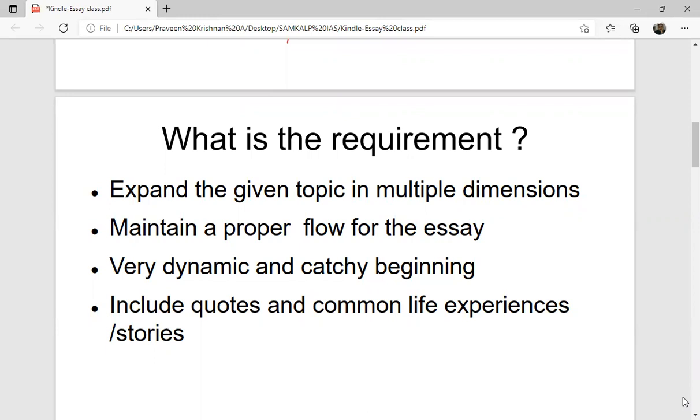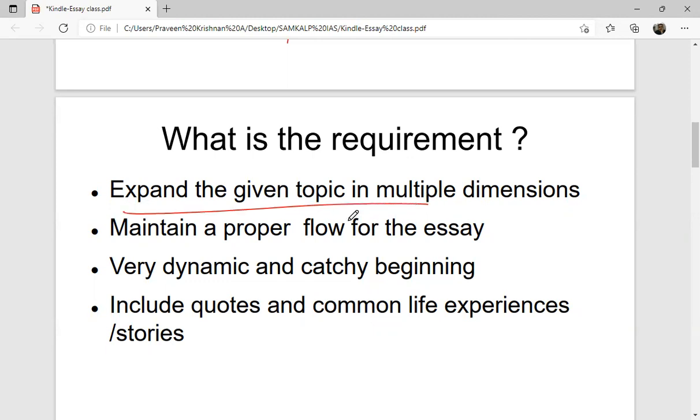By now you definitely understand that it's not easy for any individual to write at that length on a specific topic without having subject knowledge or knowledge about the given topic itself. So that's a very important thing. That's why I have to expand the given topic in multiple dimensions.